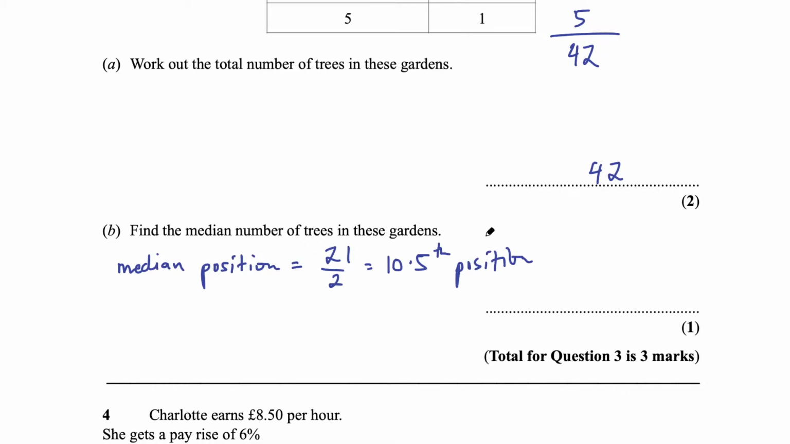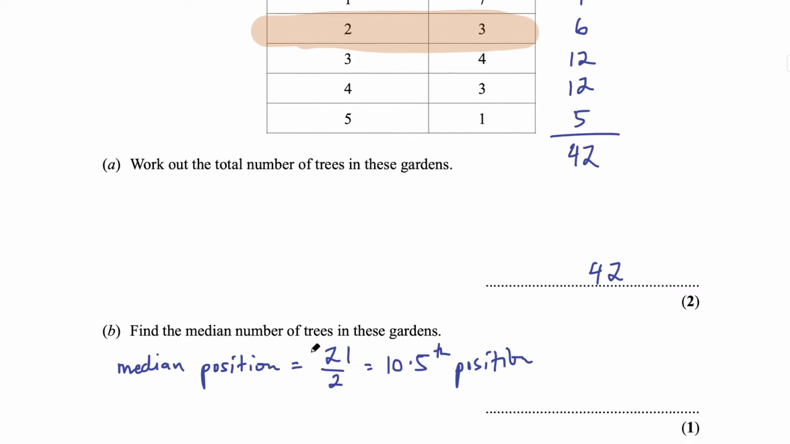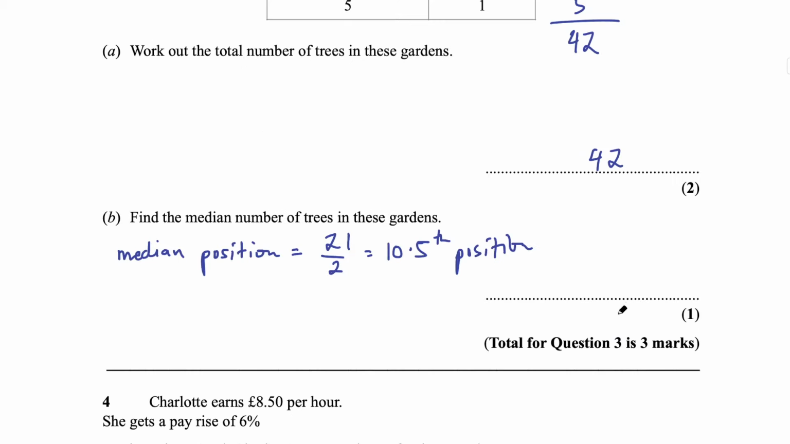And then if we look at the table, count up on the frequencies, we've got 2 plus 7 is 9, and the 10th garden will have 2 trees, and the 11th garden will have 2 trees. So because that 10th and 11th garden are both in this category here with 2 trees in it, we can say that the median number of trees is 2. So final answer for the median is 2.